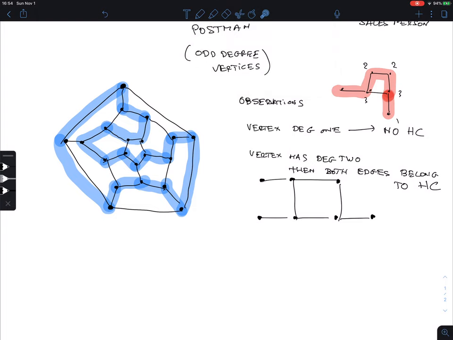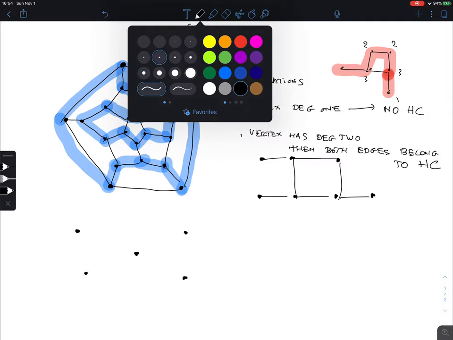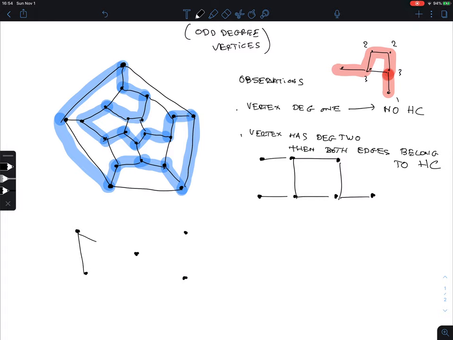Okay. So what conditions do we have then? So how can we figure out? Let's use this second observation here to argue that there is no circuit in this guy here, this bow tie, or butterfly, what you call it. So look here. Where are the degree two vertices here? This is degree two, degree two, degree two, degree two. So by virtue of the fact that these edges all belong to the circuit, what does that mean? This means that all the edges are used in here.